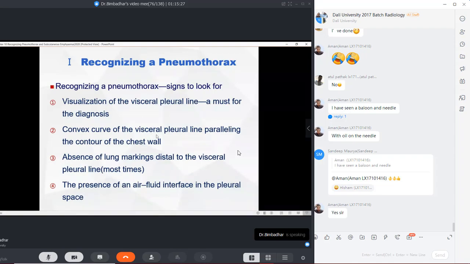Okay, so now how can I recognize it? Visualization of the visceral pleural sign is the first most important radiographic feature.